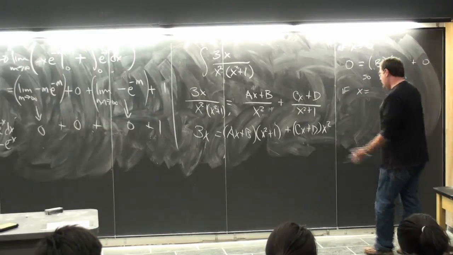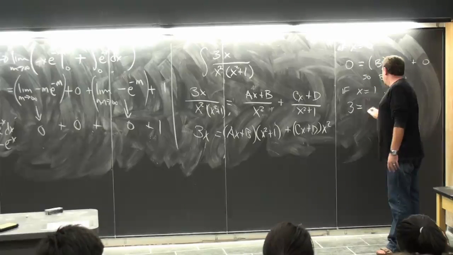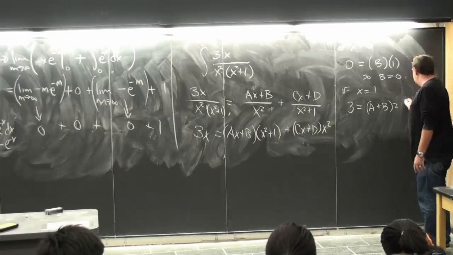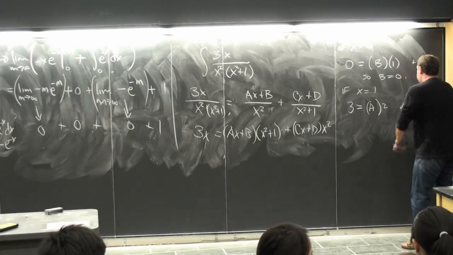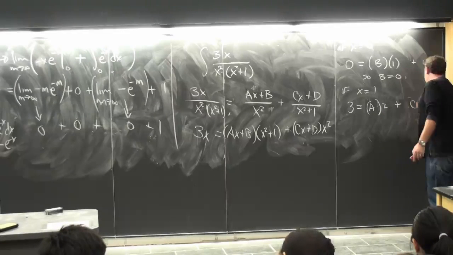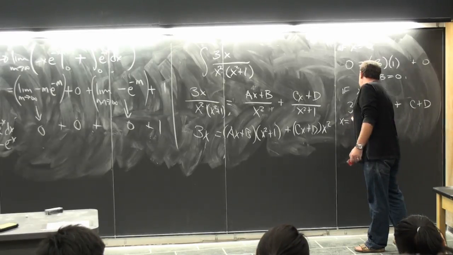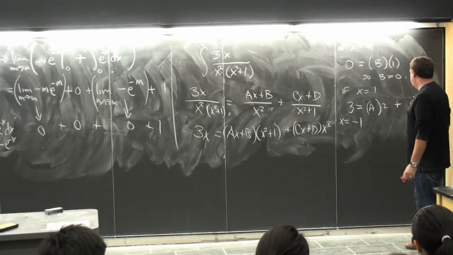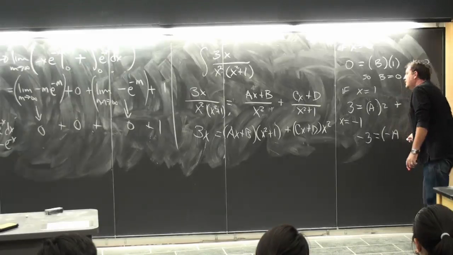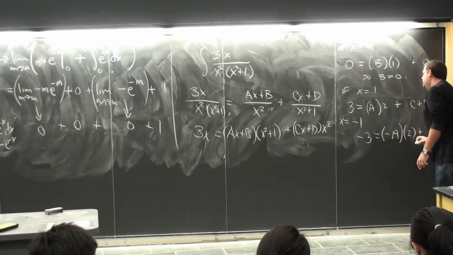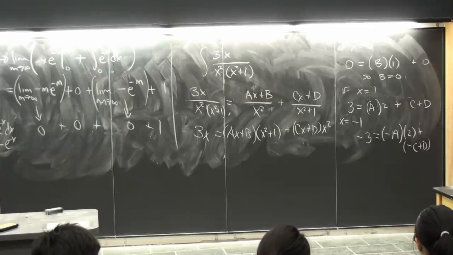If x is, well, it's not obvious what else to pick here. Maybe 1's a good number. If x is 1, I get 3 equals a plus b times 2 plus, well, b is 0, so that's gone. Plus x is 1, so I get c plus d. So I know that 2a plus c plus d is 3. If x is minus 1, then I get negative 3 equals negative a, b is 0, so that's done, times 2 plus d minus c times 1. And so now I have another equation here.